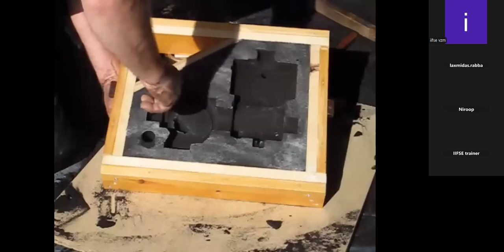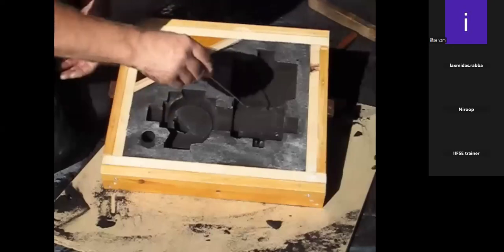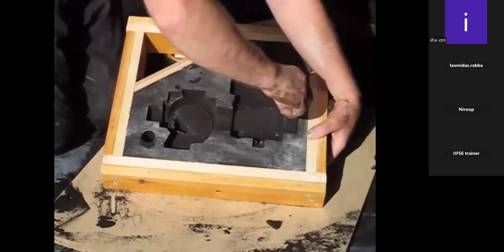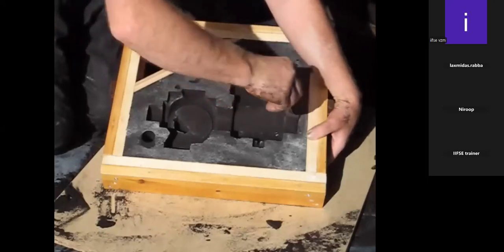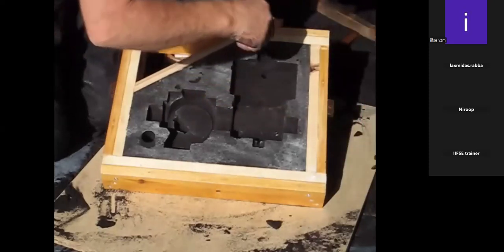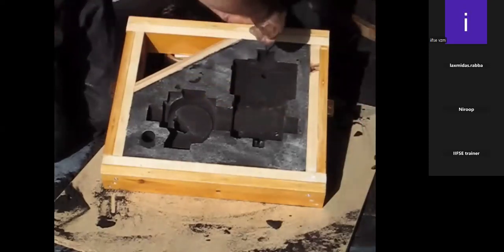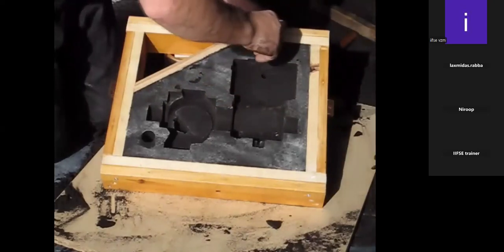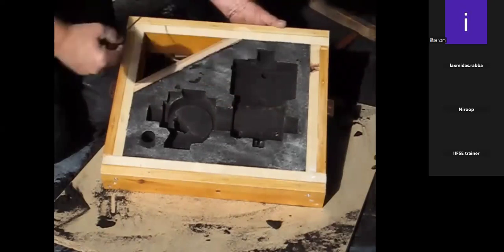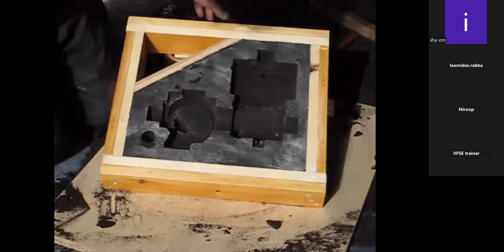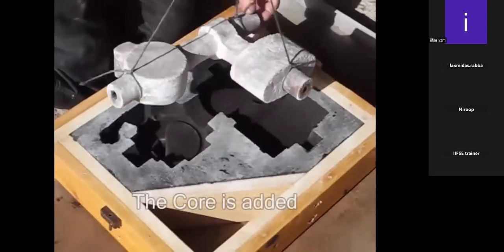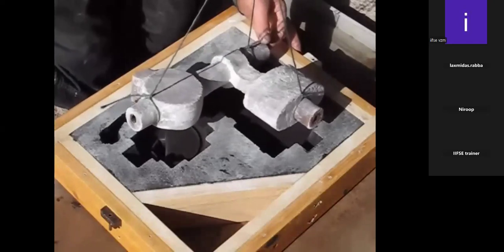I think he is giving some vents to let out the gas. During the pouring process, the chemical which is there in the sand may react. So he's creating some provision to take out the gas which is generated. Now he's putting the core.